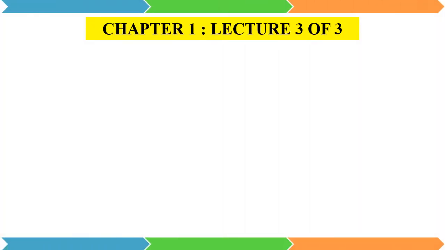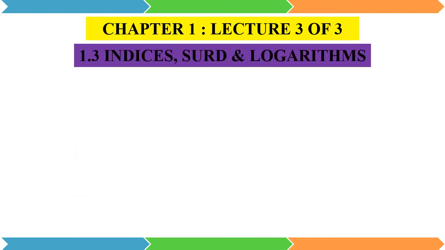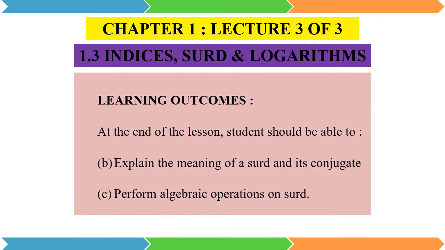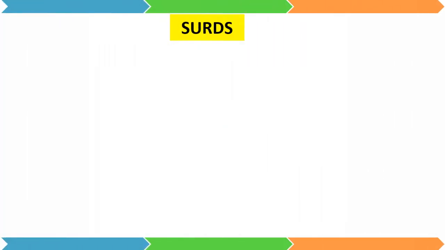For chapter 1, lecture 3 of 3, we are going to continue with the next subtopic, which is 1.3, indices, surds, and logarithms. So the learning outcome for today is, at the end of the lesson, students should be able to explain the meaning of a surd and its conjugate and perform algebraic operations on surds. Okay, what exactly is surds?